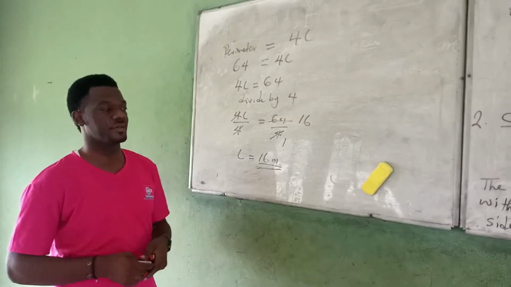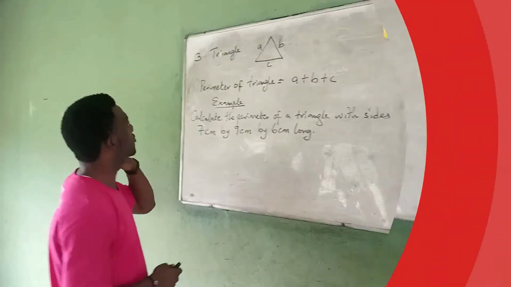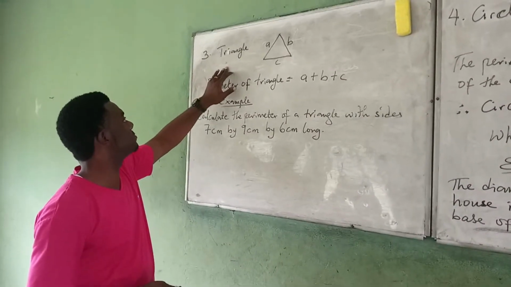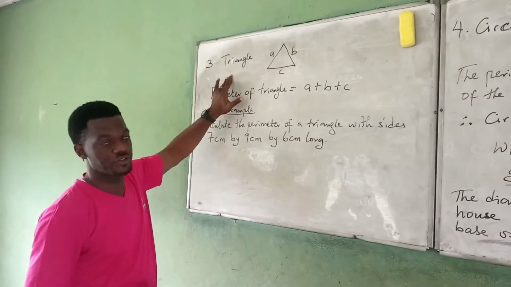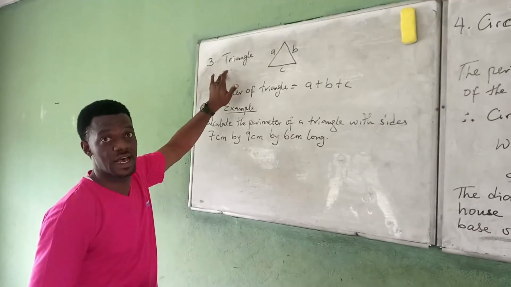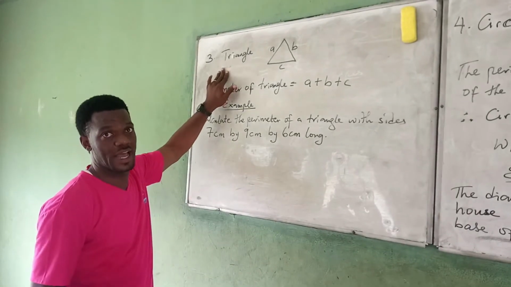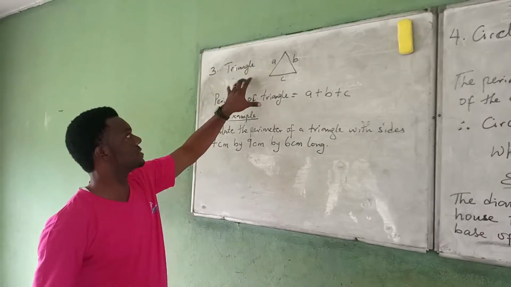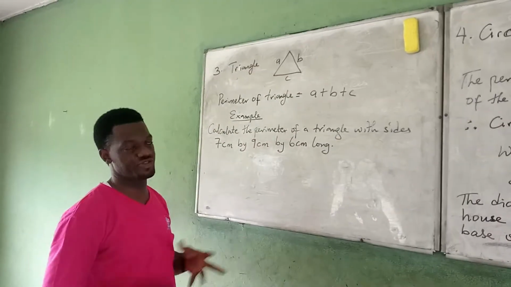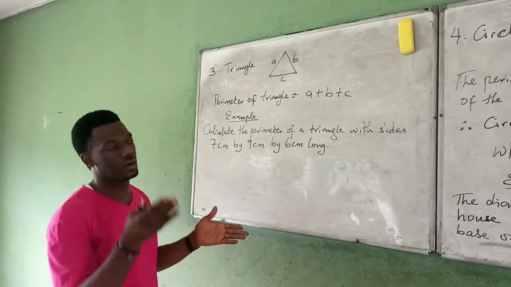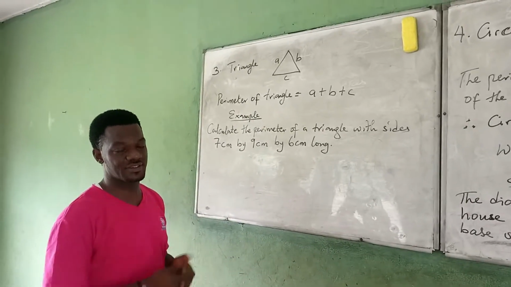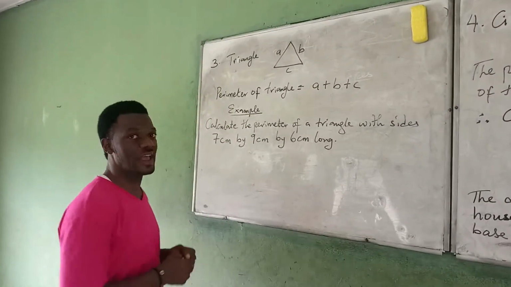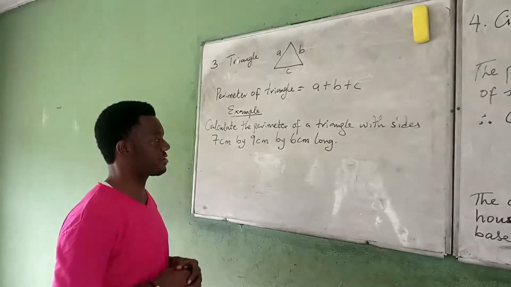So that's the answer. L is equal to 16 meters. So this is the third plane shape, the triangle. We have discussed the qualities of the triangle. We have 4 types of triangle which we have discussed. So this is the perimeter for any kind of triangle, whether isosceles triangle, equilateral triangle, scalene triangle, or right angle triangle. So what we are discussing here concerns every triangle.